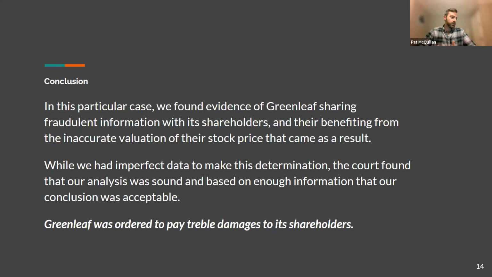So they were ordered to pay triple damages to their shareholders. What ended up happening? For this particular case, the reality of it, if I remember correctly, obviously the company wasn't called Greenleaf, was about $280 million that they ended up owing people.